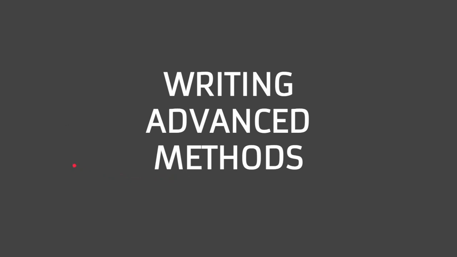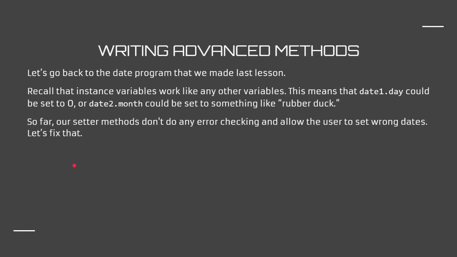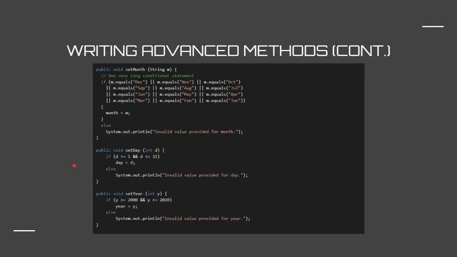Alright, so now we are going to get into writing advanced methods. Let's go back to that date program we made last lesson. Recall that instance variables work like any other variables. This means that date1.day could be set to 0, or date2.month could be set to something like a rubber duck. So far, our setter methods don't do any error checking, and they allow the user to set wrong dates. So let's fix that.